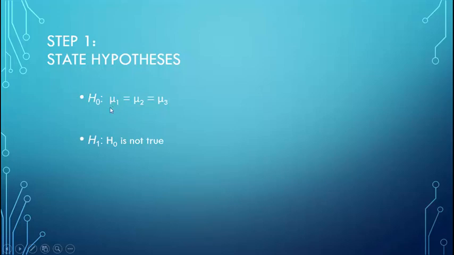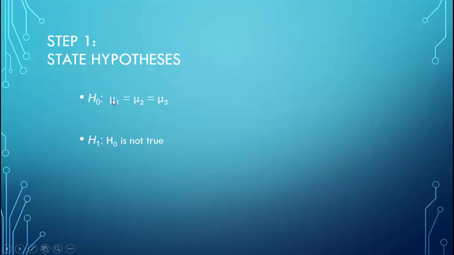And this could also say the mu for school A is equal to the mu for school B is equal to the mu for school C. That all 3 means should be about the same. That's the null hypothesis. The alternative hypothesis you write just like this, that the null is not true. This one is a little bit different than how we typically write our null hypotheses.